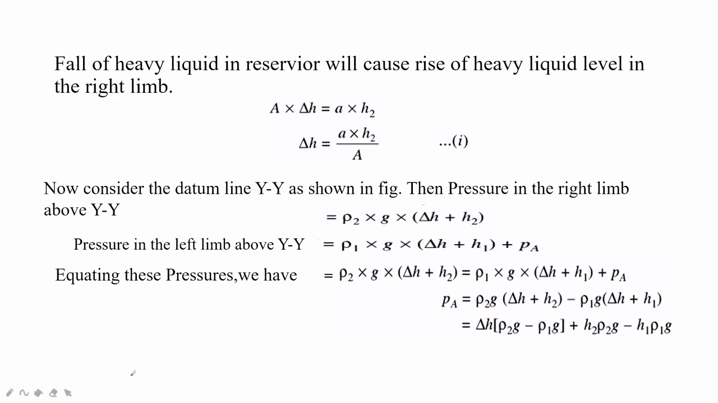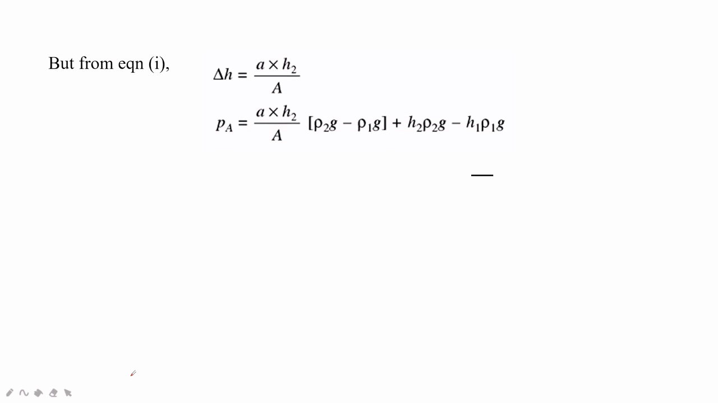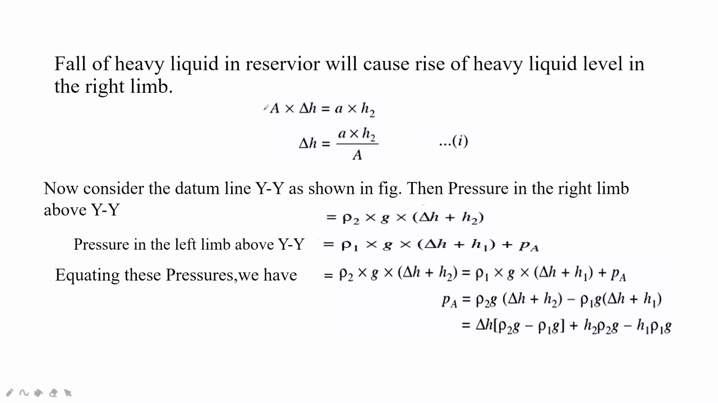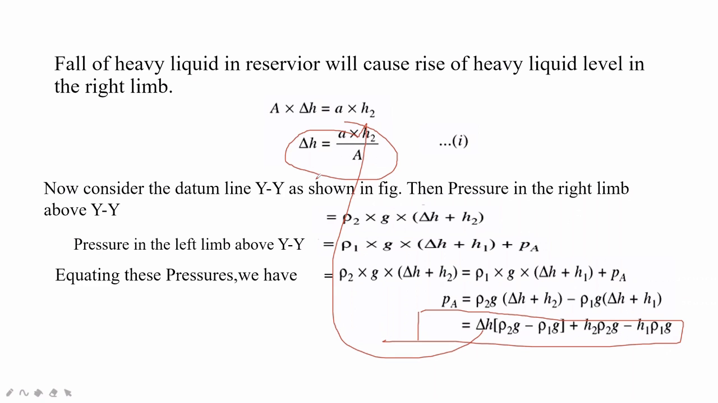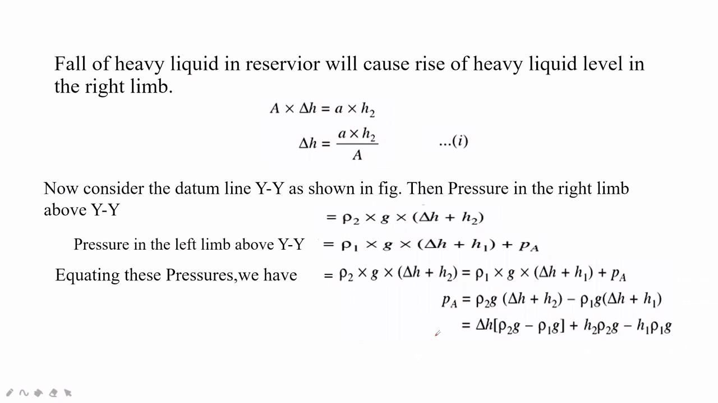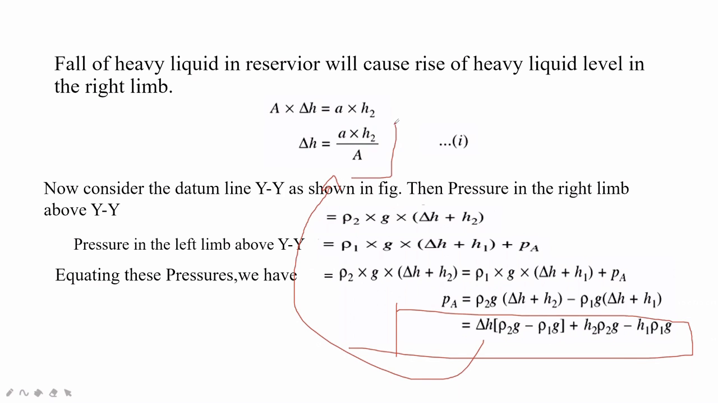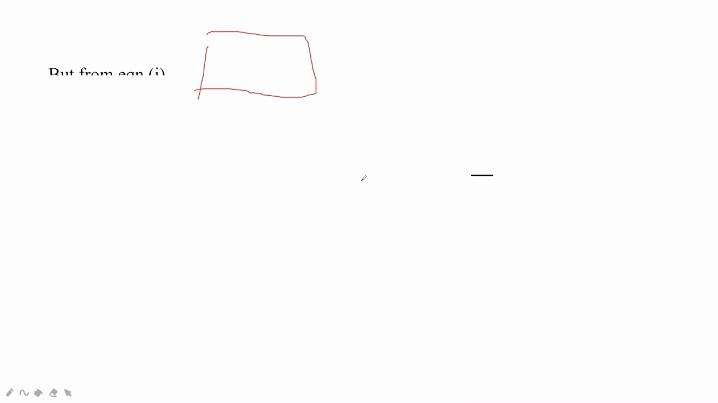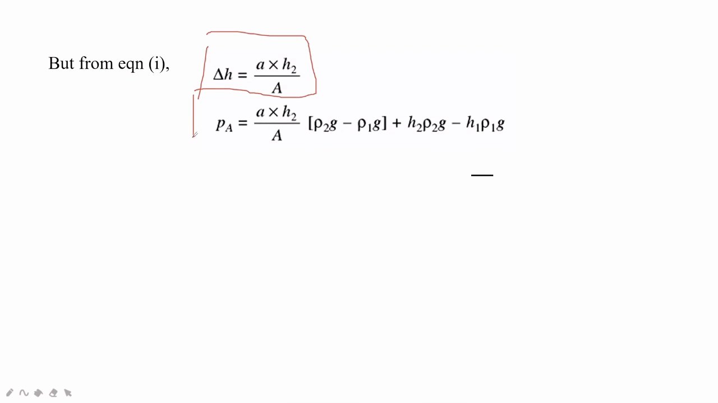Now what is the relationship of area? We will take that. From equation 1, delta H is equal to A into H2 by A. So this was the formula for delta H. So in the place of delta H, wherever delta H is there, we will substitute this value, A into H2 by A. When we substitute the value of delta H as A H2 by A, what will we get? We will get this equation.